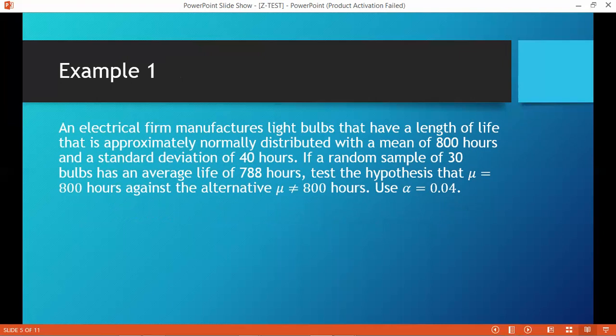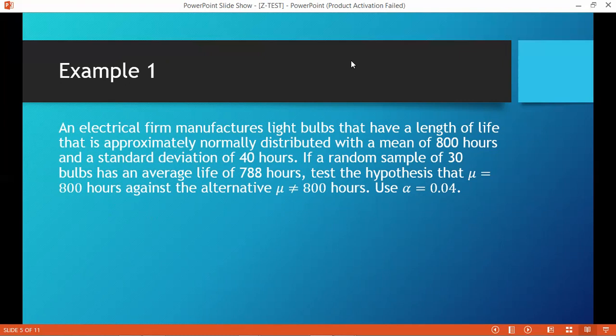Example number 1. An electrical firm manufactures light bulbs that have a length of life that is approximately normally distributed with a mean of 800 hours and a standard deviation of 40 hours. If a random sample of 30 bulbs has an average life of 788 hours, test the hypothesis that your population mean is equal to 800 hours against the alternative wherein you say that your population mean is not equal to 800 hours. Use alpha equals 0.04.